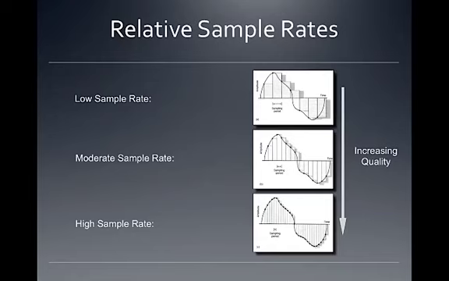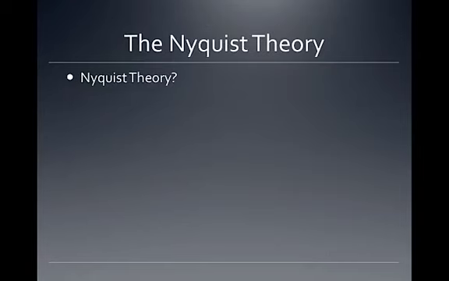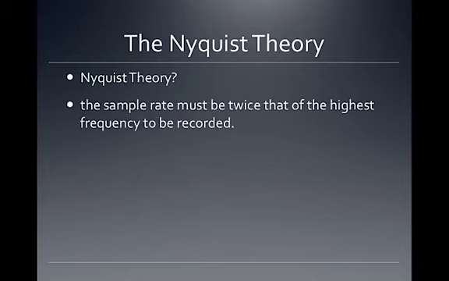And the benefits sometimes, to many people, outweigh the negative impacts of the fact that it's not the true analog of the analog signal. So it's important to understand this concept, the Nyquist theory. And again, I'm certain that you've covered this in the past, but the idea of the Nyquist theory is that the sample rate must be twice that of the highest frequency to be recorded.